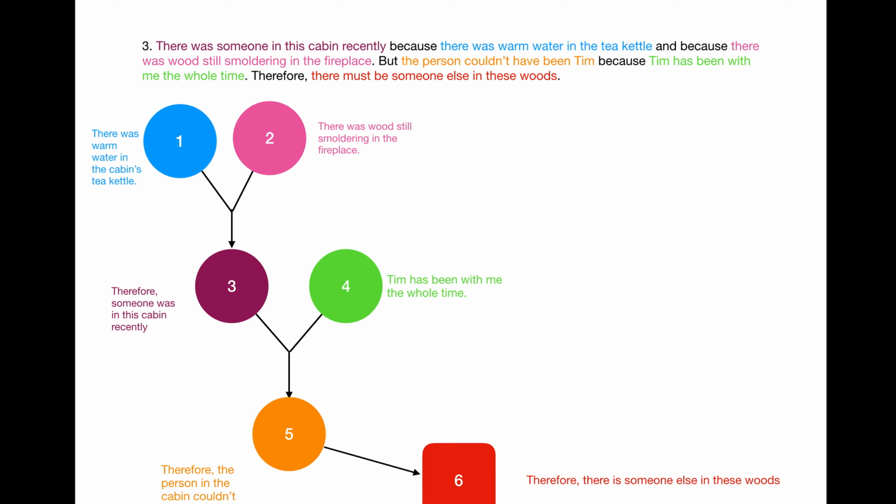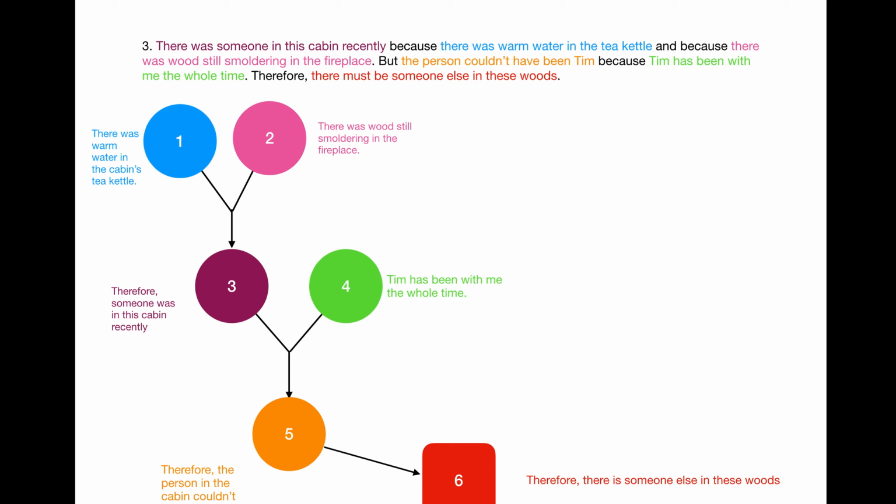I'm sorry, it's hard to do it without using my mouse to point around. All right, let's just go through and list the premises. There was someone in this cabin recently. That's one piece of information. There was warm water in the tea kettle. Separate piece of information. There was wood still smoldering in the fireplace. Another piece of information. The person couldn't have been Tim. Fourth piece of information. Tim has been with me the whole time. Fifth piece of information. Okay? So, there must be someone else in the woods.